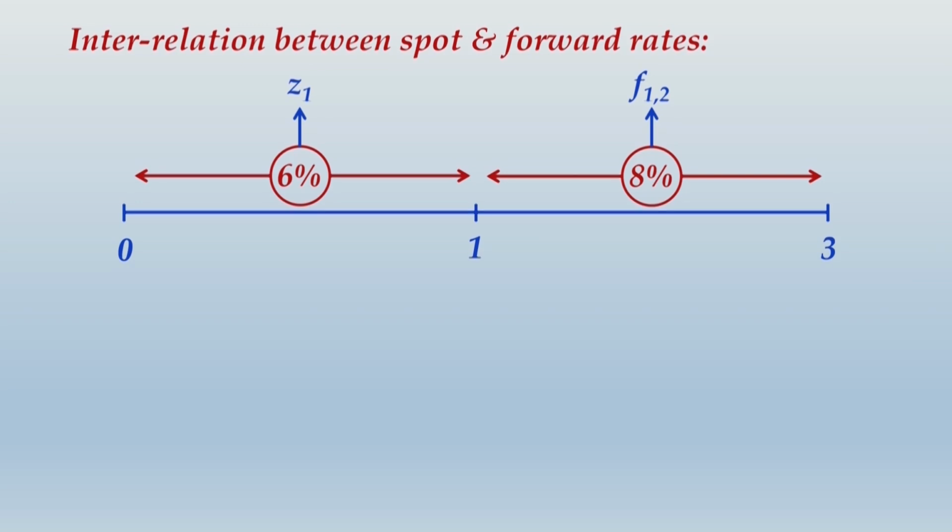So if you are investing or borrowing $1,000 at present, its maturity value after 1 year will be 1060, and that we got by taking 1000 into 1.06. However, if I want to arrive at its maturity value at this point, I must take 1060. To that I apply 8% compounding for 2 years.